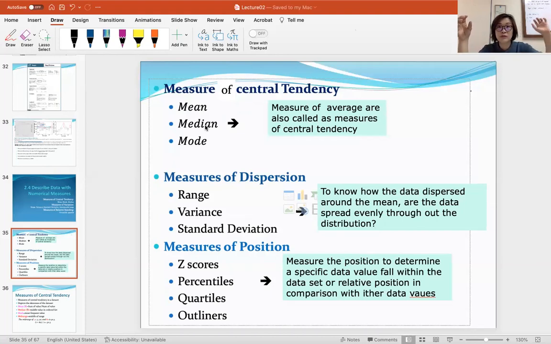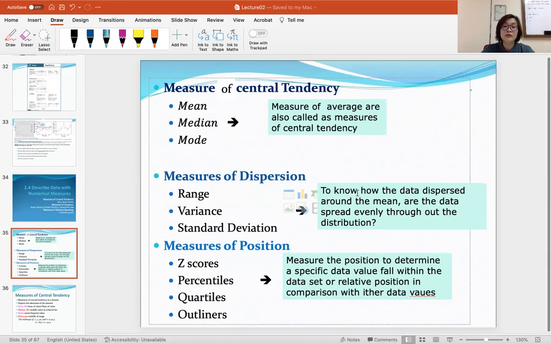You arrange from the lowest to the highest, and then you find the middle. That's median. Mode is the highest among them. So for example, I have a bunch of numbers: 1, 2, 2, 2, 2, 3, 4. So 2 is the mode. Measures of dispersion, we can measure to know how the data disperse around the mean. So are the data spread evenly or do they lump together on one side?